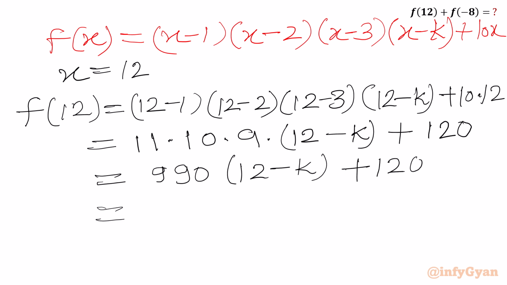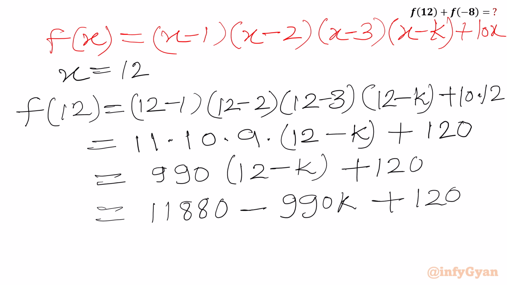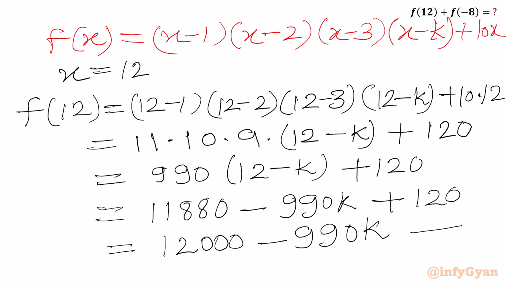Now I will multiply 990 in the bracket. So we will get 990 times 12, this will give us 11,880 minus 990k plus 120. Now 11,880 plus 120 will be 12,000 minus 990k. Let's say this is our equation number 1. This is the value of f of 12.